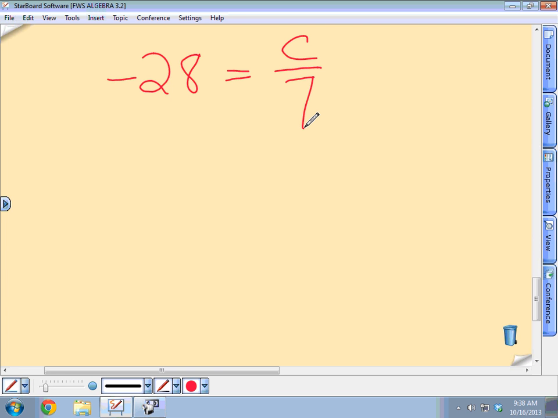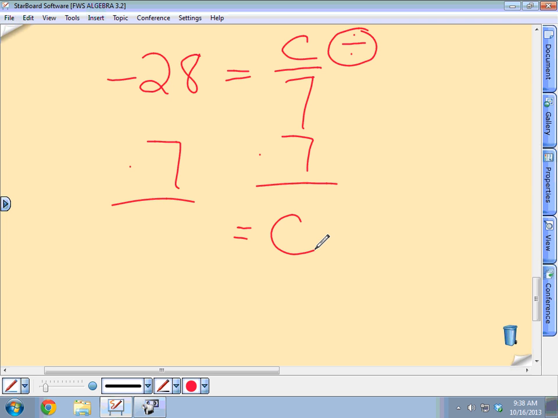What's the operation closest to my variable, Desiree? Division. How will I get rid of my division? Multiply. By what? 7. Multiply both sides by 7. And what will that leave me? It will leave you c. And then 28 times 7.